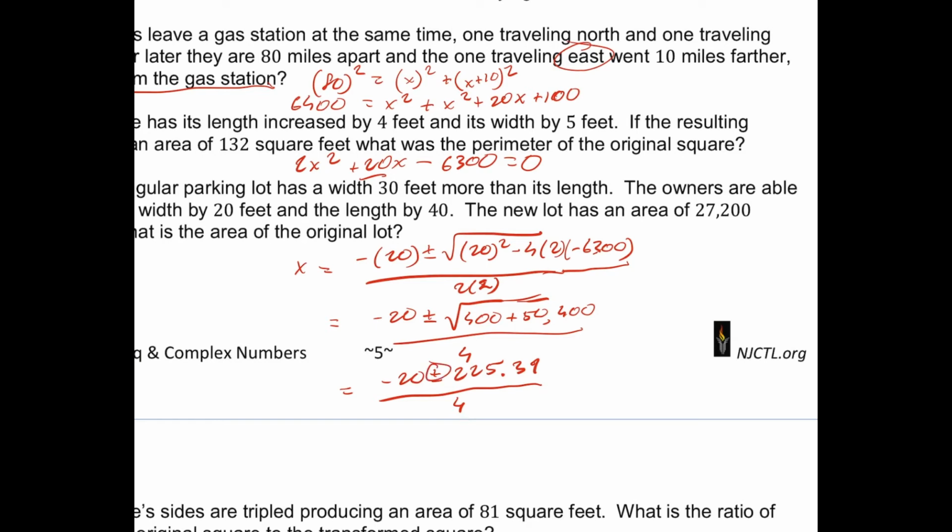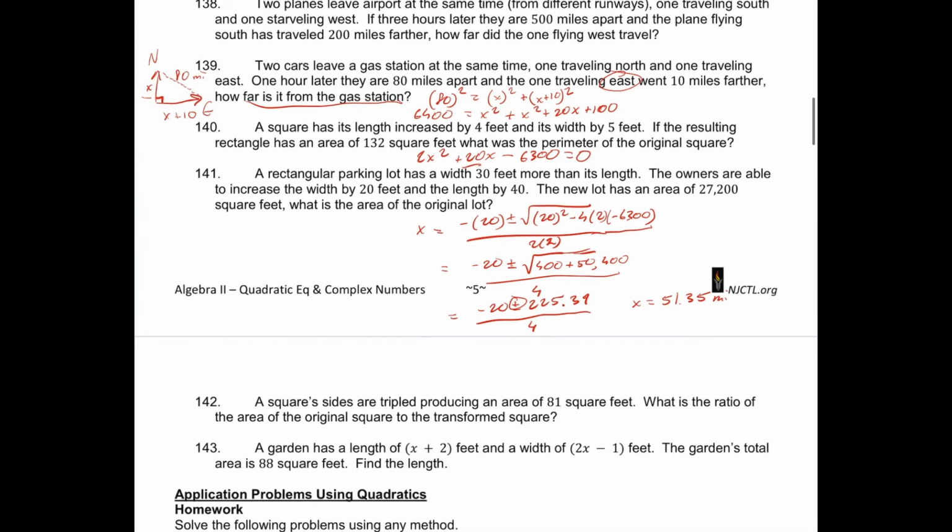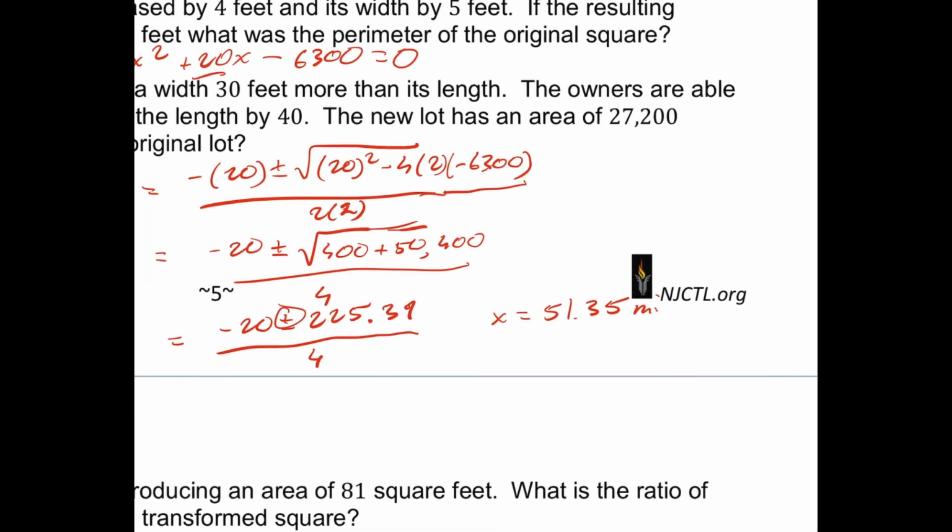So we'll get that our x is equal to negative 20 plus 225.39 divided by 4, which is 51.35, rounded to the nearest hundredth, in miles. And so this means that the one traveling east goes an additional 10 miles. So the one going east, we'll label that as x east, is 51.35 plus 10. So it'll be 61.35 miles.